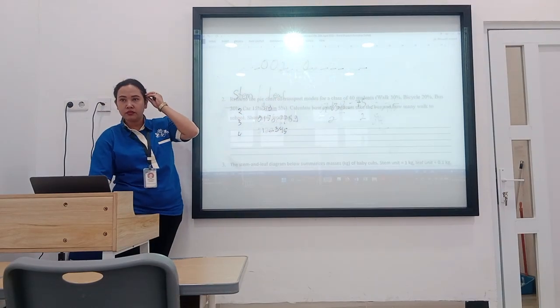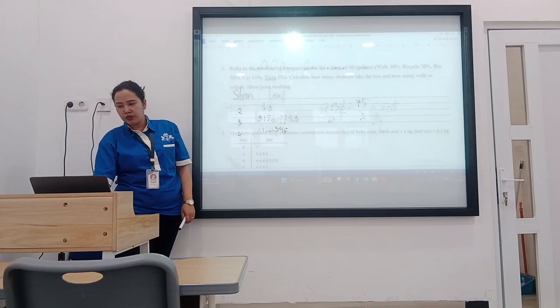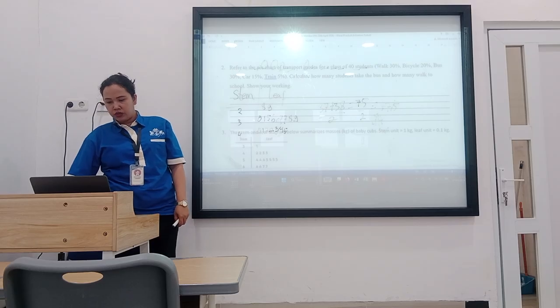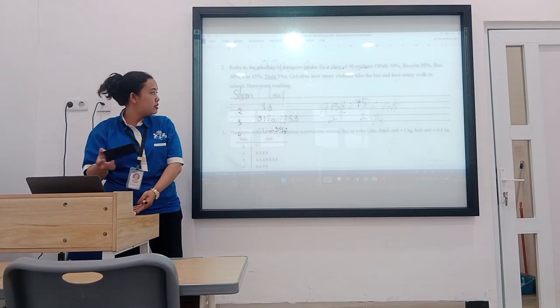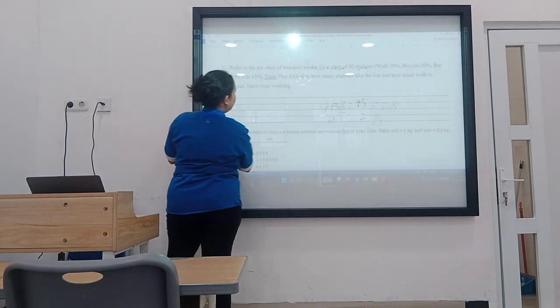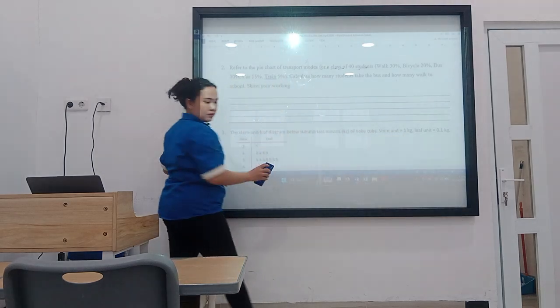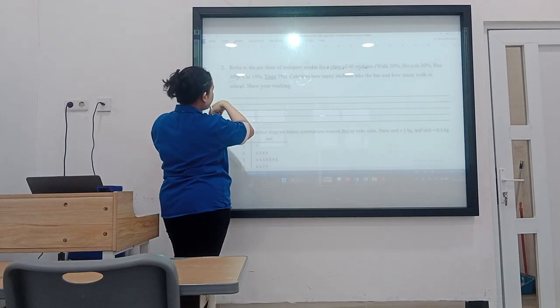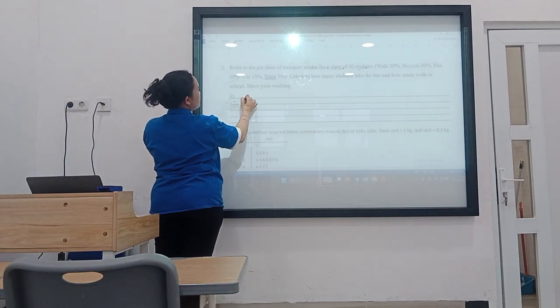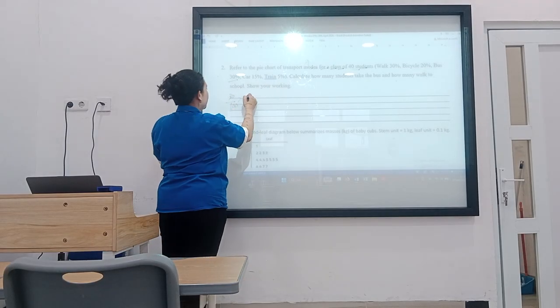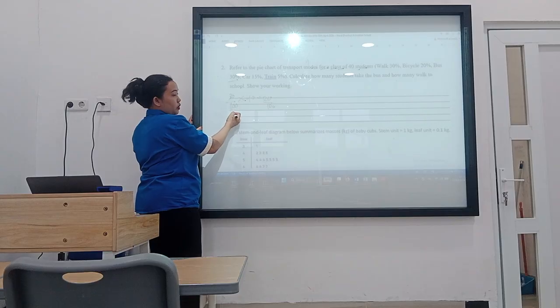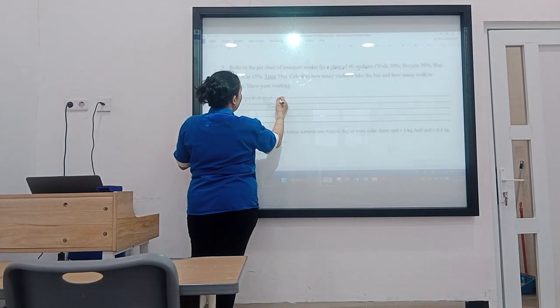Number 2, Miss. Refer to the pie chart of transport mode for a class of students who walk. Calculate how many students take the bus and how many walk to school. From here, we see that the percentage of students that take the bus is 30%, so it will be 30 over 100 times the total number of students, 40. Or it can be 0.30 times 40.